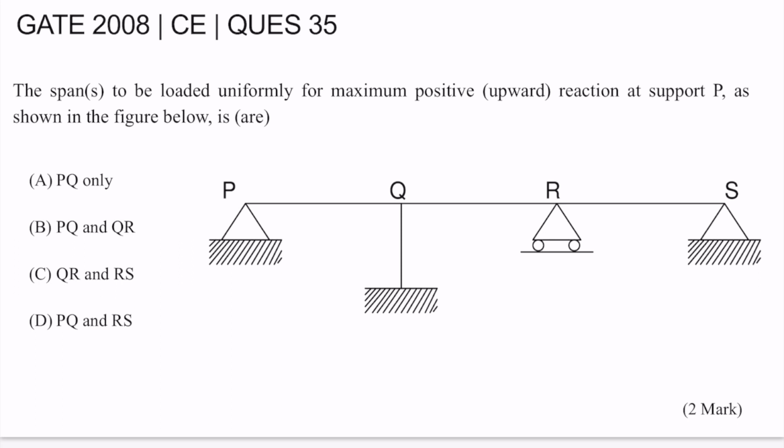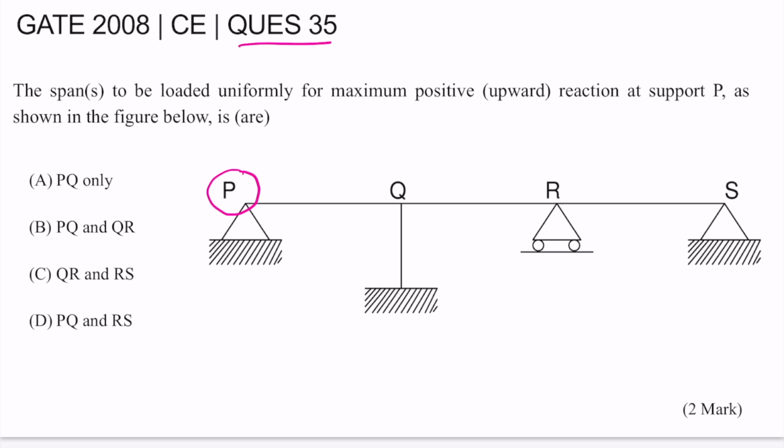Hello everyone, so today I'll be discussing question number 35 of GATE 2008. The spans to be loaded uniformly for maximum positive upward reaction at support P, as shown in the figure below, is or are. So it is a structure, and we need to tell which span we should load so that we get maximum positive upward reaction at support P.